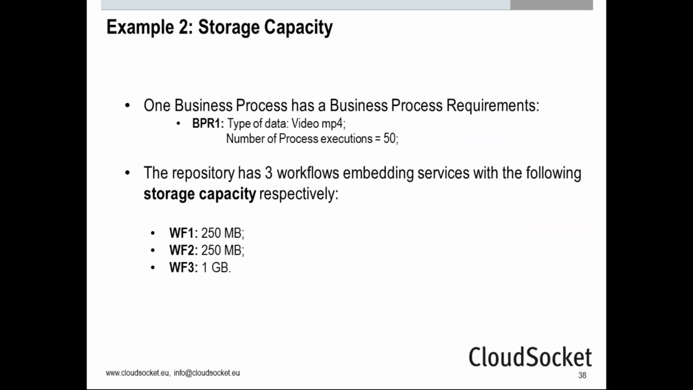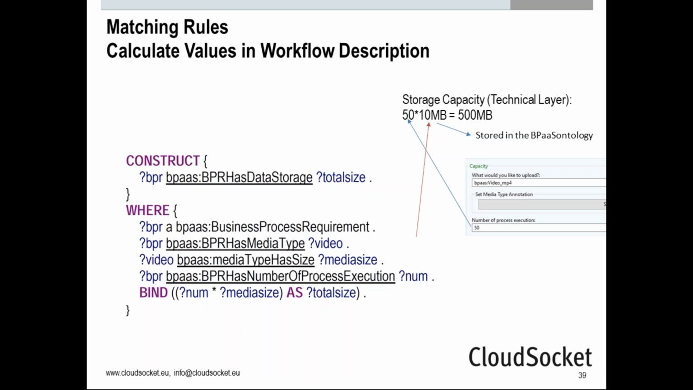Then we can also look at the second example. This is the storage capacity. Here we have as a requirement that we want to store videos, and we have 5 process executions for storing the videos. For the capacity of the workflow descriptions, we have the capacity given in megabytes: 2 workflows with 250 megabytes and 1 workflow with 1 gigabyte. Again, we make the mapping and calculate the storage requirements for the videos. We can say we have 50 videos. Each video has 10 megabytes. This is a value that we get from the ontology. And we see that the requirement would be 500 megabytes.